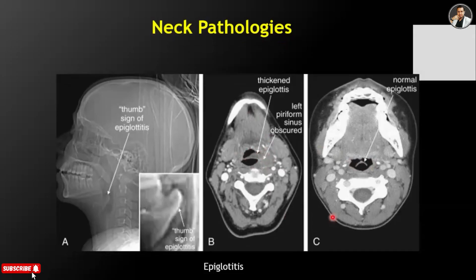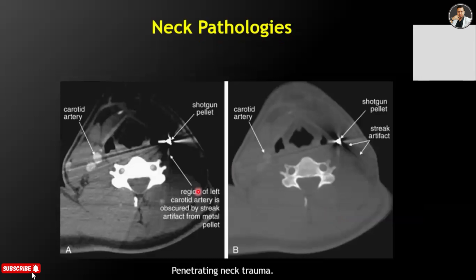And the next one is an example of penetrating neck trauma. There is a bullet in the neck. There is a shotgun pellet. And the region of the left carotid artery is obscured by a streak artifact from the metal pellet. Because of this metal bullet, the artifact comes. And we can see the right carotid artery.